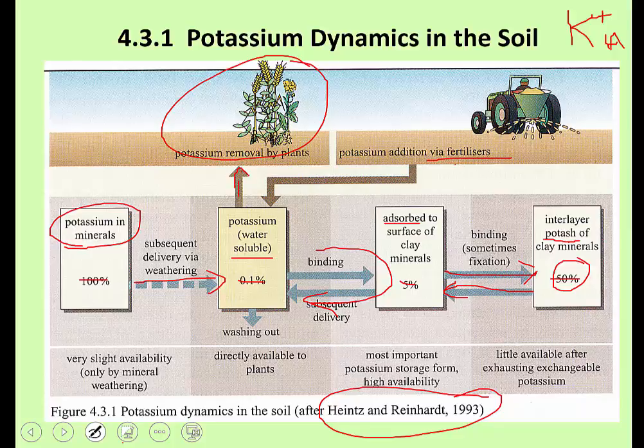Now, a certain amount of potassium also is going to get washed out and put into the water system, taken out of the soil system. So what you can see here is that potassium minerals is only very slightly available to plants. Anything that's water soluble is directly available, adsorbed onto the surface of clay. That's our storage point. That's our most important storage point. So there's high availability to plants, but it's something to hold it there in the soil and keep it there. And then the binding, once it's bound, very little available after exchanging potassium once you've kind of reached an equilibrium there. So there's potassium.